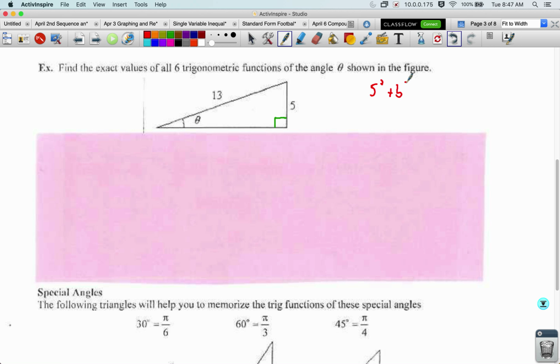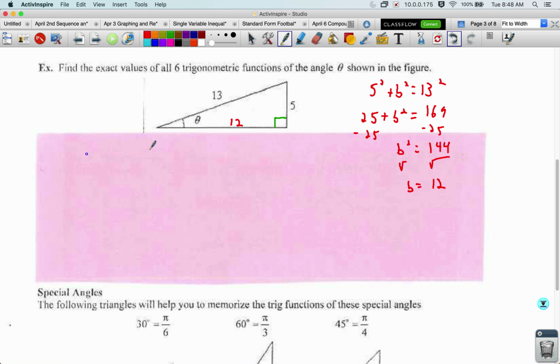5 squared plus b squared equals 13 squared. 25 plus b squared equals 169. Take away 25, take away 25. B squared equals 144. Square root, b equals 12. This is actually a very common right triangle with integer side lengths. It's called a Pythagorean triplet, 5, 12, 13. A good one just to remember. The other one that you really should remember is just 3, 4, 5.